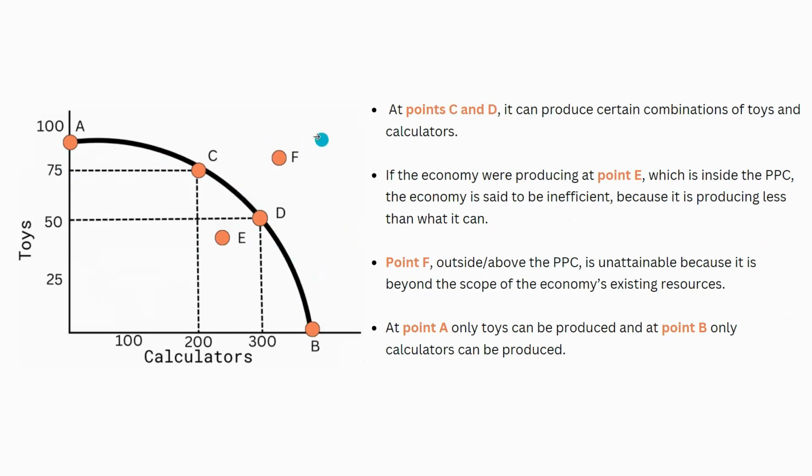Point F, which is here, outside or above the PPC, is unattainable because it is beyond the scope of the economy's existing resources. So if an economy wants to produce a combination here, it's not possible because this is only the maximum an economy can produce. Producing here is really unattainable and the economy can't produce here.